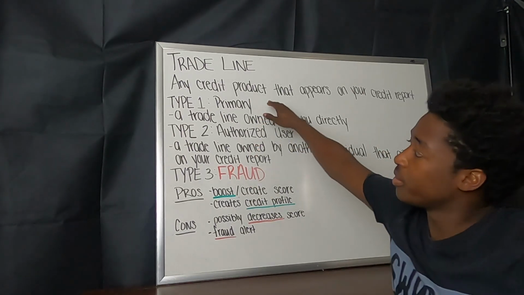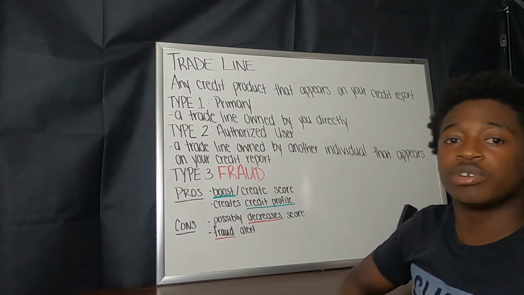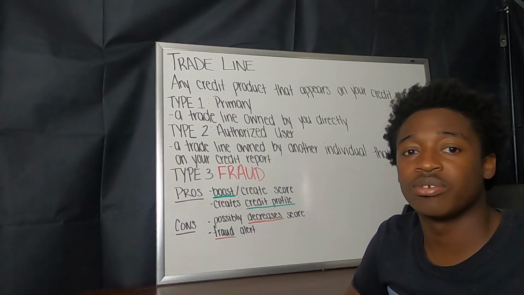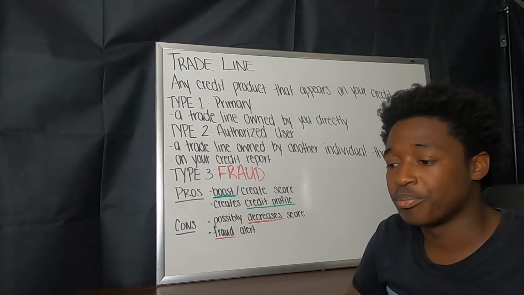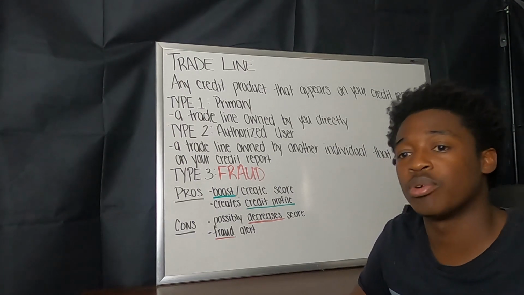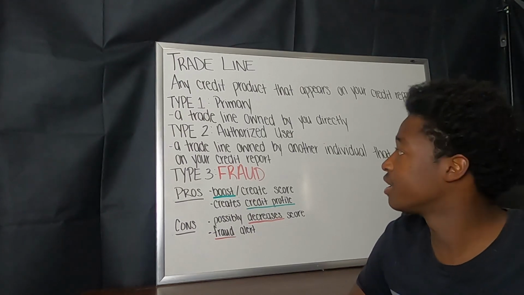You have a primary trade line, which is a trade line that is owned by you directly. So if I go get a credit card and it's in my name, it shows up on my credit report, that is my personal trade line. That is a primary trade line.